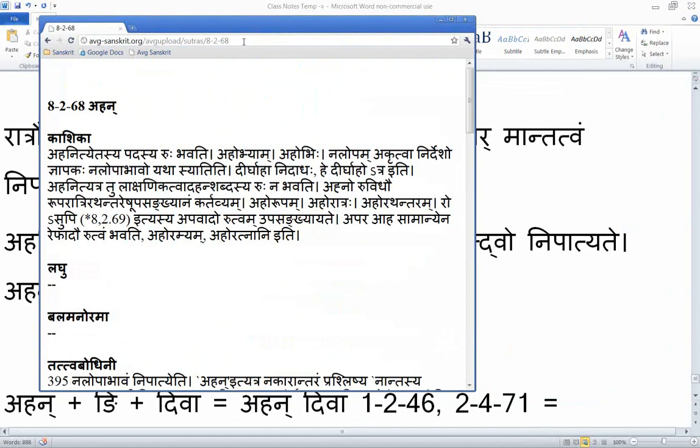Since I read all these commentaries, this one, ahardivam, I think the Padamanjari says: ros supiti repaha. Ahardivam. Ros supiti repa is what he says. So what does it say? Ahan nityetasya rurbhavati. So ahan means padasya. When ahan is the end of a padam, you get the ru adesha. This is 8268 sutram called ahan.